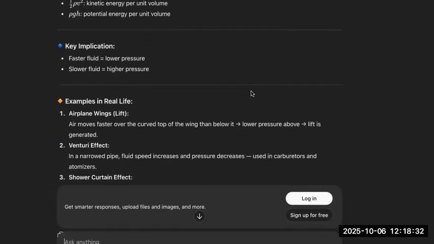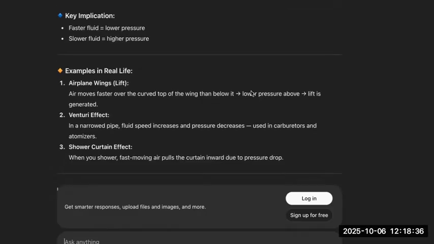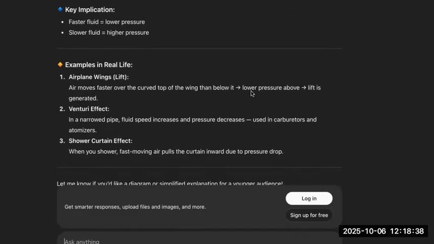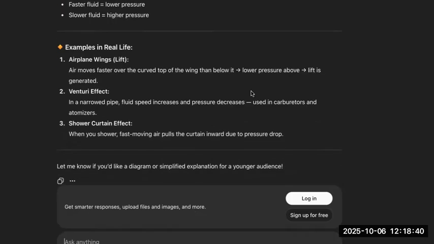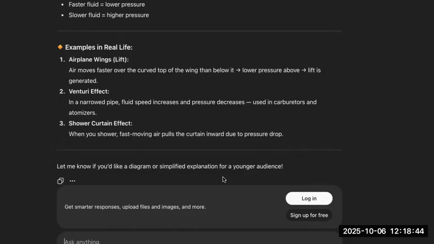The key implication is that a faster fluid creates a lower pressure and slower fluid is higher pressure. Examples in real life are airplane wings, the Venturi effect, and the shower curtain effect. When you shower, faster moving air pulls the curtain inward due to a pressure drop.